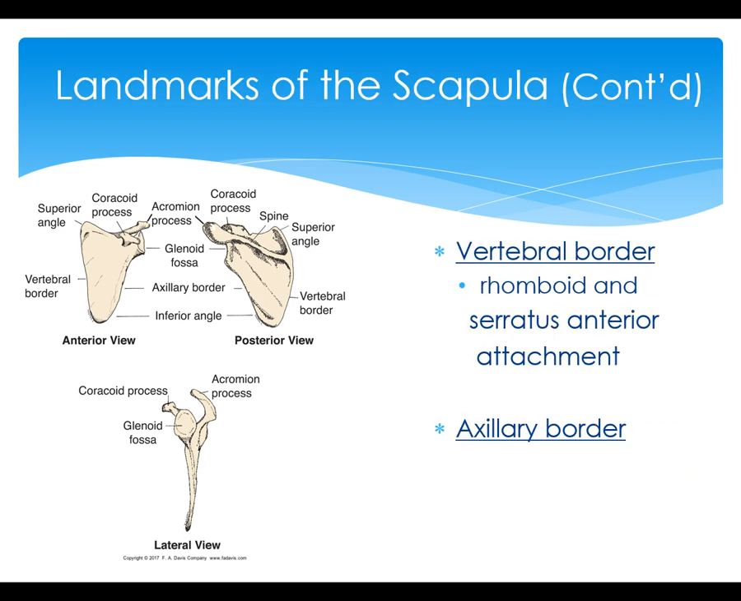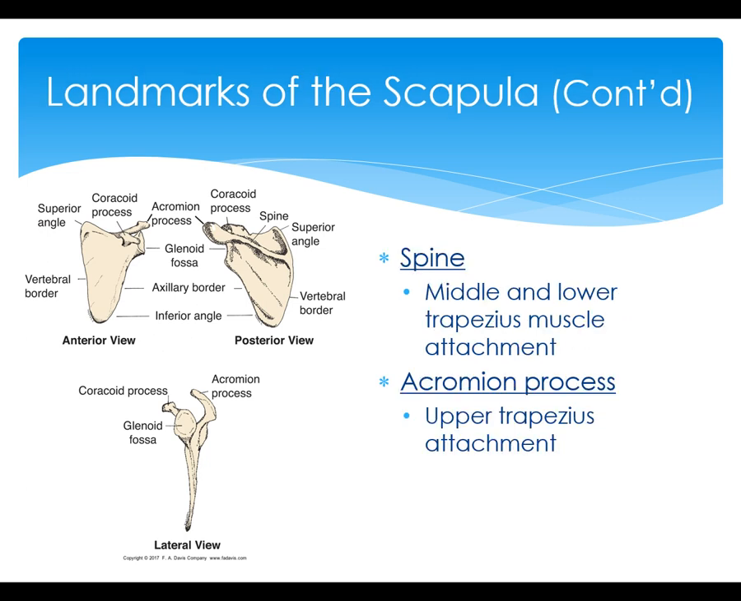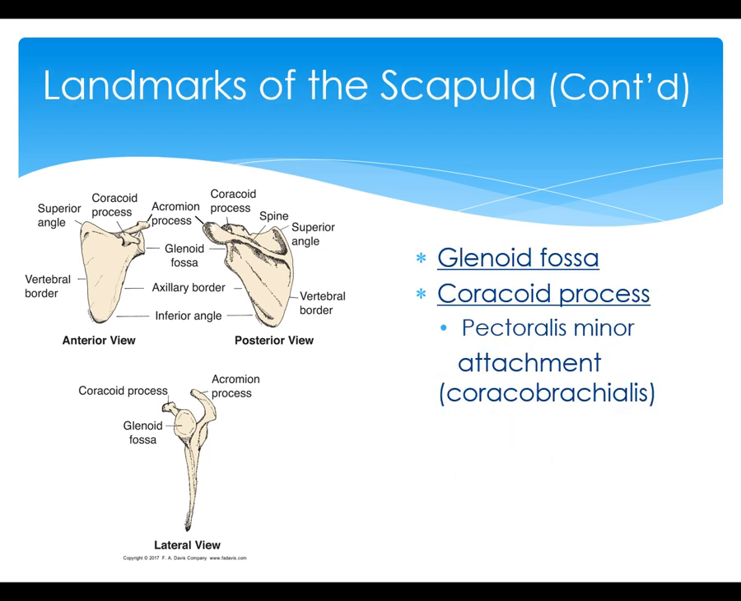Next, we have the vertebral border, and then the axillary border, the spine of the scapula, then the acromion process, the glenoid fossa, and finally the coracoid process. Pay attention to the different muscle attachments that you see on the previous slides and this one, as they can come in handy for studying.